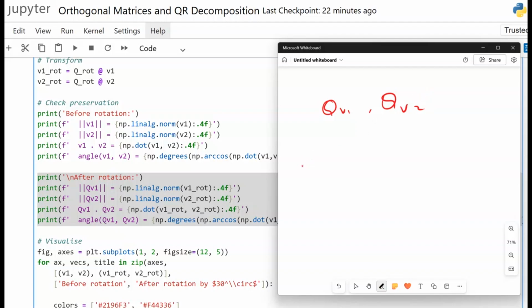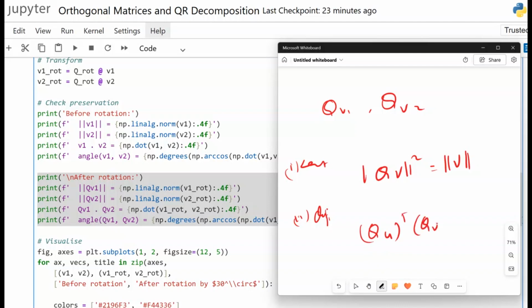First, it is all about length, that is, norm QV the whole square is equal to norm V square. So this orthogonal transformation preserves length. And the second one is about dot product preservation, which specifies that QU whole transpose multiplied by QV is equal to U transpose V. Actually, this orthogonal transformation preserves angle.